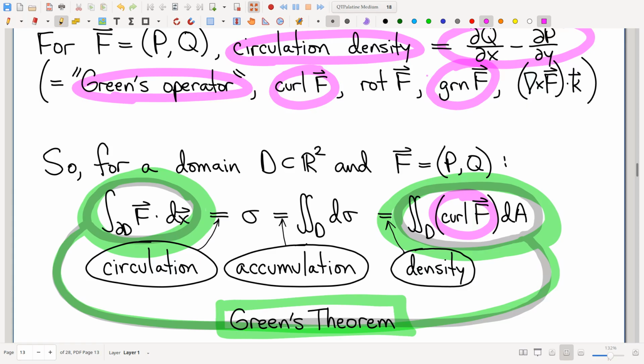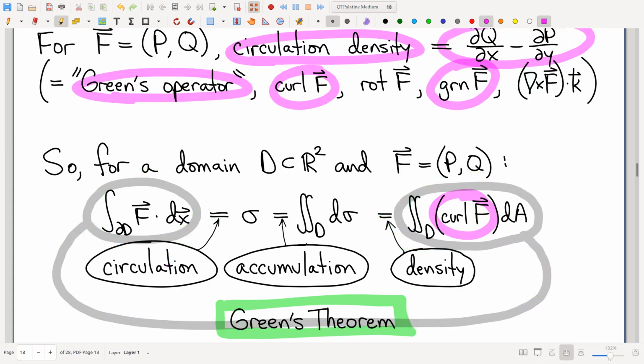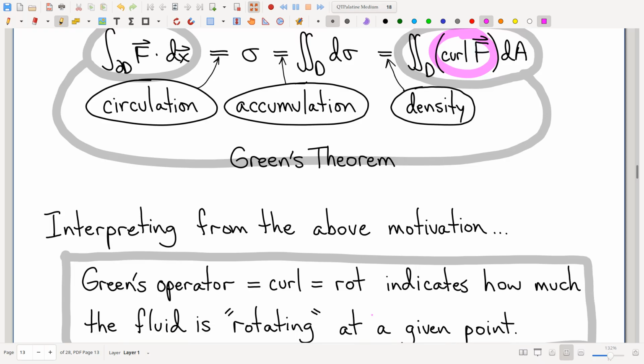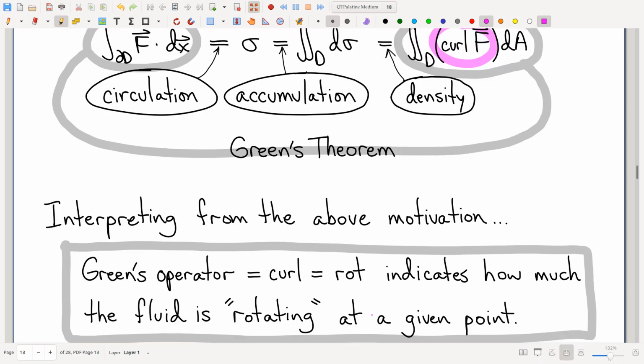Okay. All right, so let's talk a little bit about how to interpret curl in this context. And keep in mind, it is circulation density, right? So this thing, Green's operator, a.k.a. curl, our quantity that it's a density of is circulation. The extent to which the fluid is flowing along the curve as the curve kind of goes around in a loop, right?